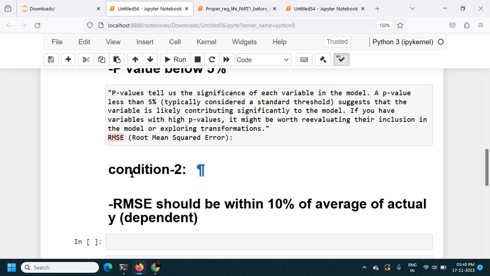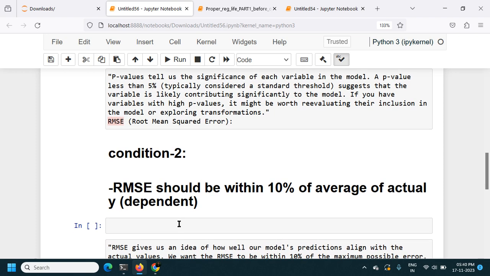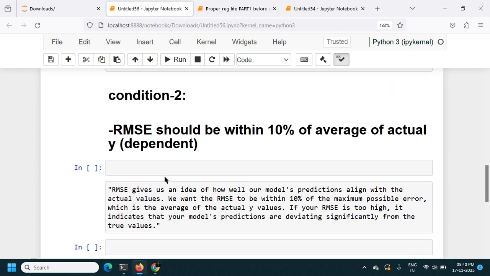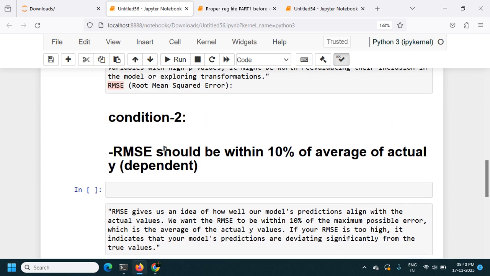Next, the second condition is about the RMSE. So what is that RMSE? RMSE should be within 10% of the average of actual y, meaning the dependent factor. RMSE is the full form of root mean squared error. So we will find the error in the model. Error means the difference between the predicted value and the actual value, the difference between the actual y and the predicted y.